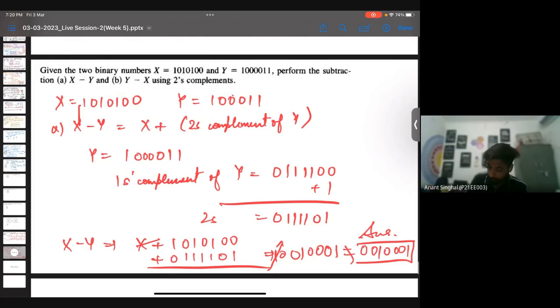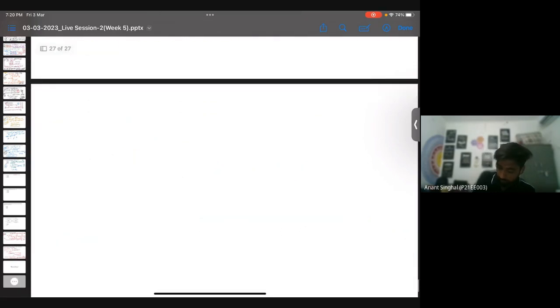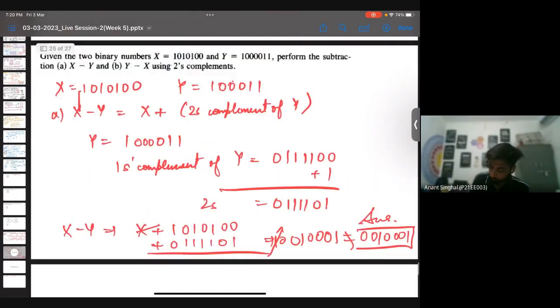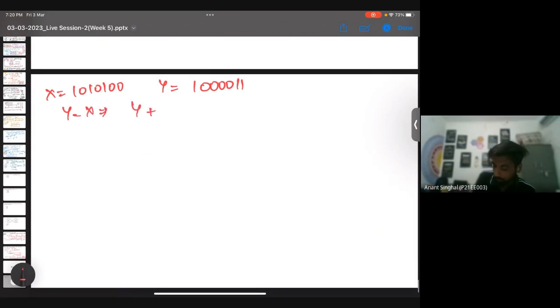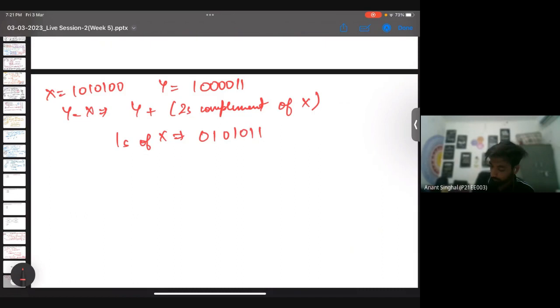For y minus x, I'll write x and y again: x is 1 0 1 0 1 0 0, and y is 1 0 0 0 1 1. Now we need to calculate y minus x, so what we need is y plus the 2's complement of x. The 1's complement of x will be 0 1 0 1 0 1 1. Then for the 2's complement we need to add 1, so the 2's complement of x will be 0 0 1 1 0 0 1.